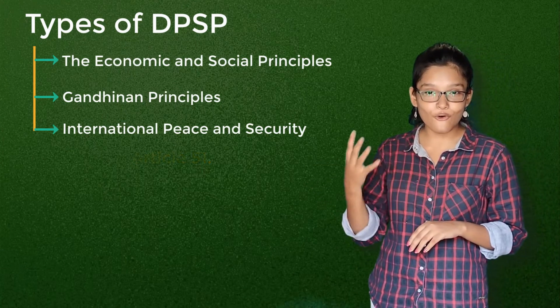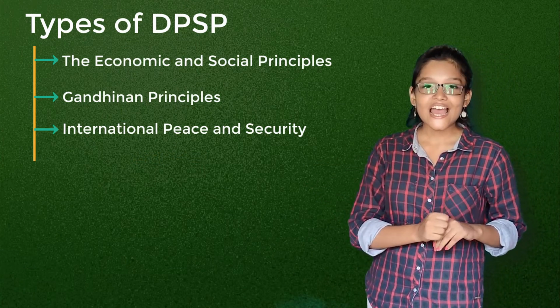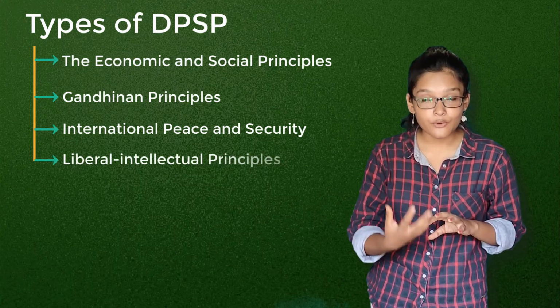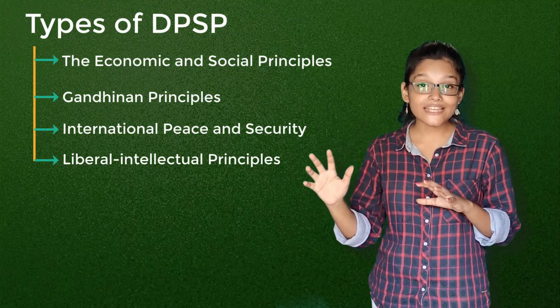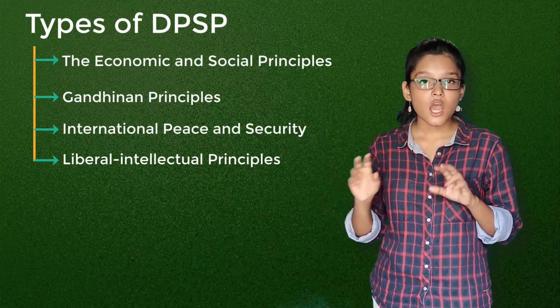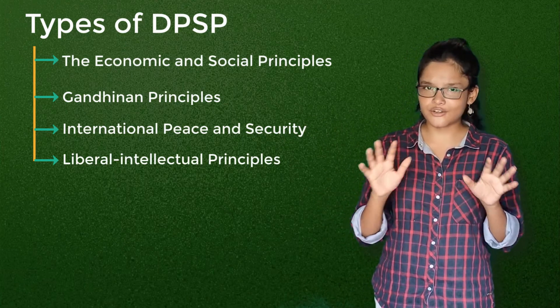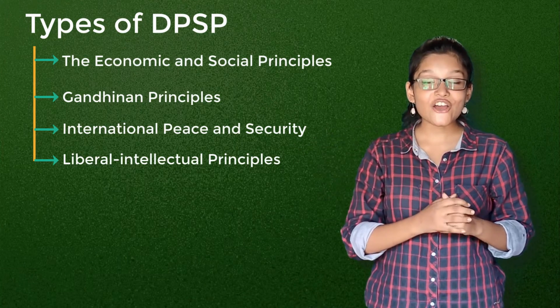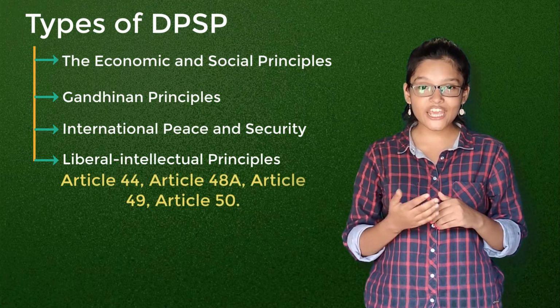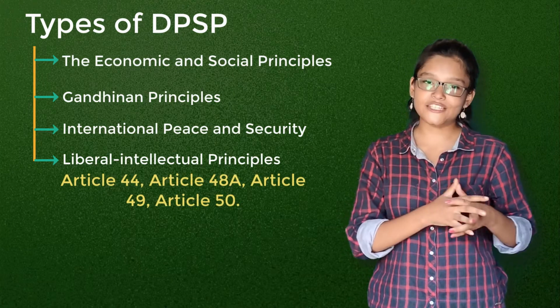Now moving on to the fourth and last type, that is liberal intellectual principles. We also call it miscellaneous directive principles because it includes general principles. And the major articles of this category are 44, 48B, 49 and 50.